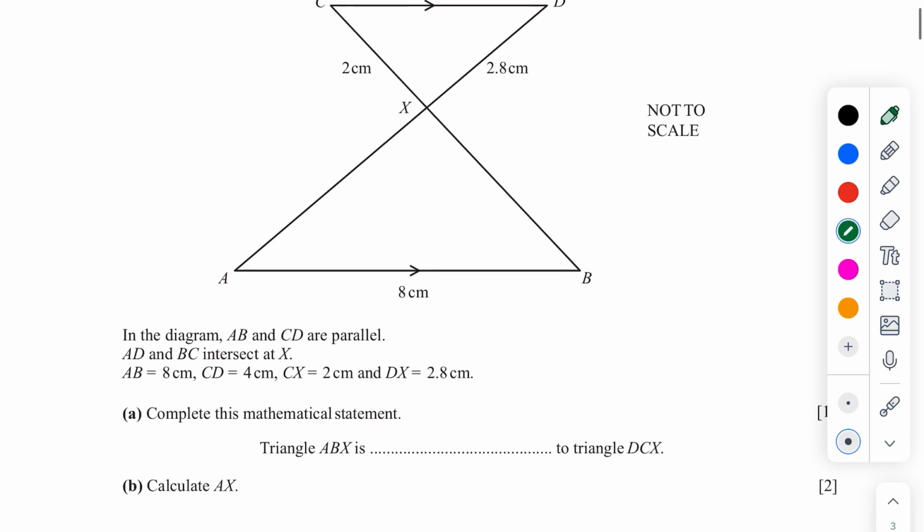Question number 3. In the diagram, AB and CD are parallel to each other. AD and BC intersect at X. AB is 8, CD is 4, CX is 2, and so on. He is asking, complete this mathematical statement: ABX. So we know that alternate angles are equal. So this angle will be equal to this angle, and angle B will be equal to angle C. They are alternate angles, and this is the vertical angles. So as all angles are the same, both the triangles are similar.